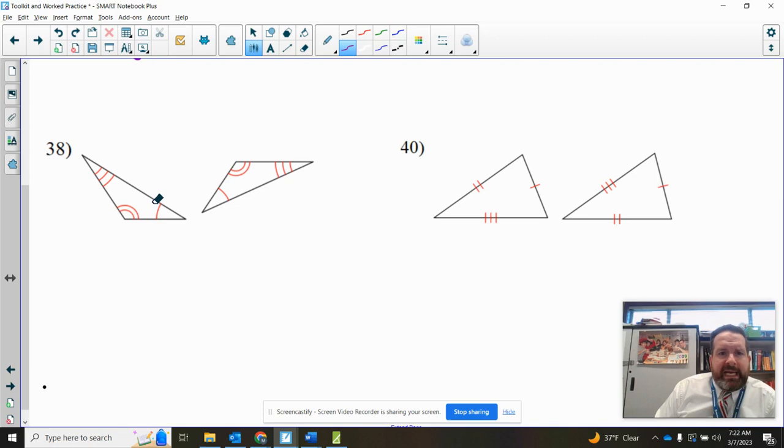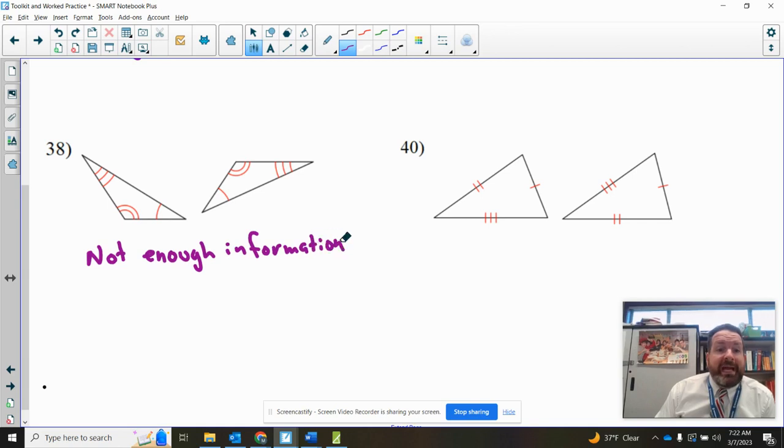Do I have any information about sides? No. You must have information about at least one set of congruent sides, or else these could just be similar. So here, there's just not enough information. You must have information about at least one side, or you cannot determine congruence.